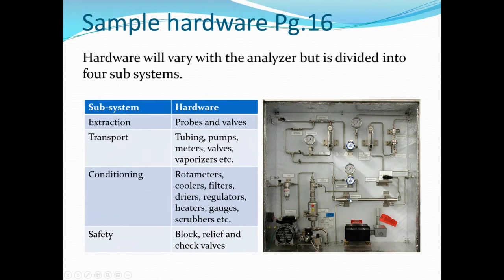Then we get to the conditioning unit, this unit that we see here in the diagram, which contains all of our goodies: our rotameters, our coolers, our filters, dryers, heaters, gauges, scrubbers, all this different type of hardware. And you can see in a system like this, there's a lot of contributions to the volume of the system, right? We're running quarter inch tubing up to the point we get into this cabinet, maybe 100 feet long. And then just within this cabinet, we've probably got 20 feet of tubing. And then the volume of all of these chambers.